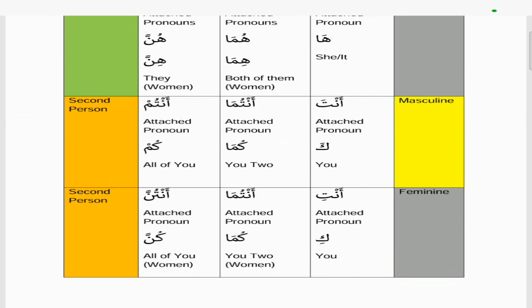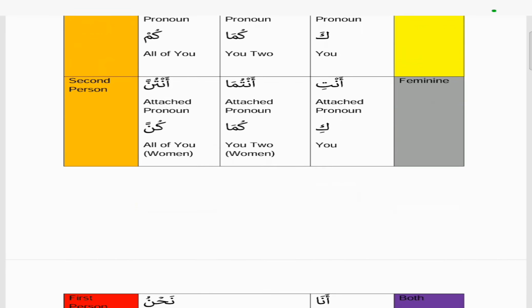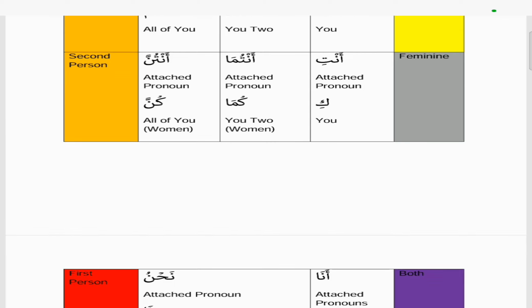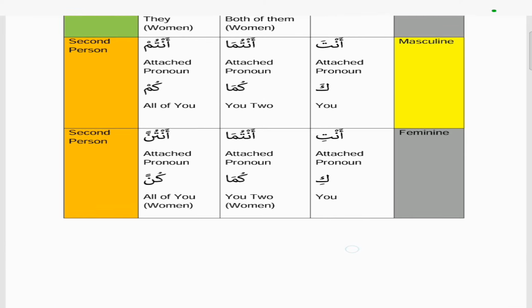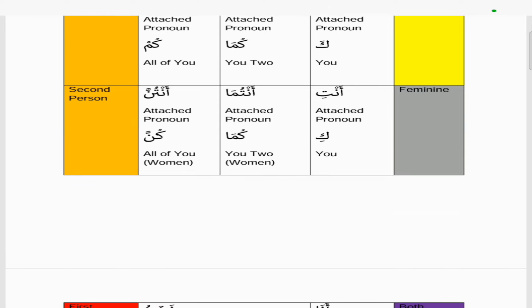And then anta, the independent pronoun for "you" masculine, has the attached version ka. Then antuma becomes kuma as an attached pronoun. And the antum independent pronoun becomes kum as an attached pronoun, which means all of you. Then if we move to anti, which means second person feminine, a woman you're talking to, as an attached pronoun it becomes ki. So you can see the difference between anta and anti. Anta has a fatha at the end, and anti has a kasra at the end. Similarly, with the attached pronouns, anta becomes ka, which has a fatha, and anti becomes ki, which has a kasra. Then antuma becomes kuma, just like the masculine version. And then antunna becomes kunna as an attached pronoun.